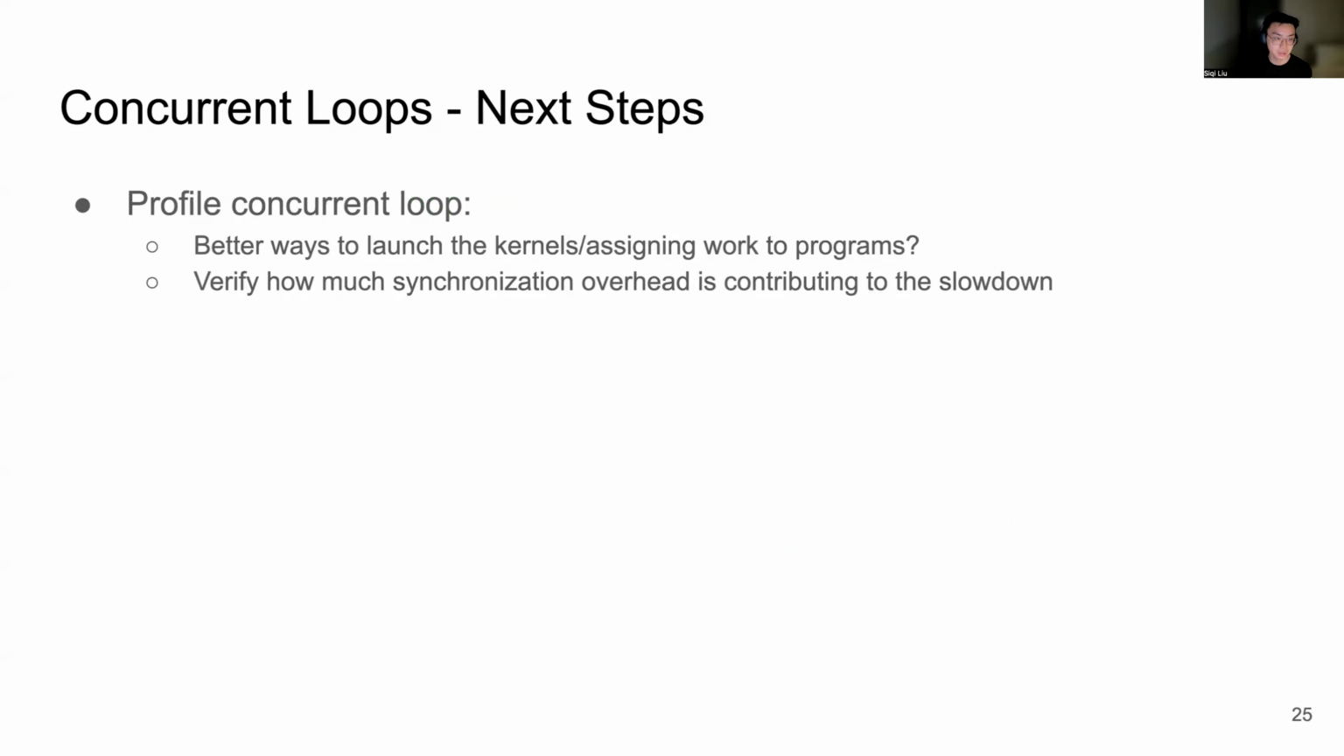So the next step would be to profile the concurrent loop and see if there are better ways we can launch the kernel. The way I've done it is pretty naive. Basically, if it's 0, you work on a sparse. If it's 1, you work on a dense. But maybe there are better ways we can launch the kernels to improve the throughput. The second thing we want to verify is how much synchronization overhead is contributing to the slowdown. We know synchronization has overhead, but we want to know how much that is, and if there's any way we can reduce it. That can also help us speed up the concurrent loop.